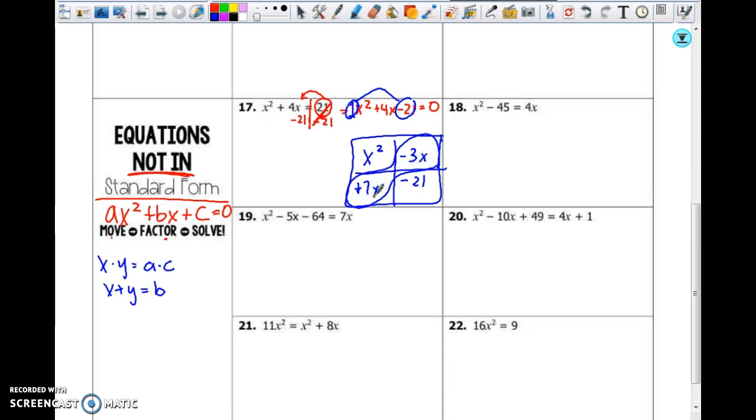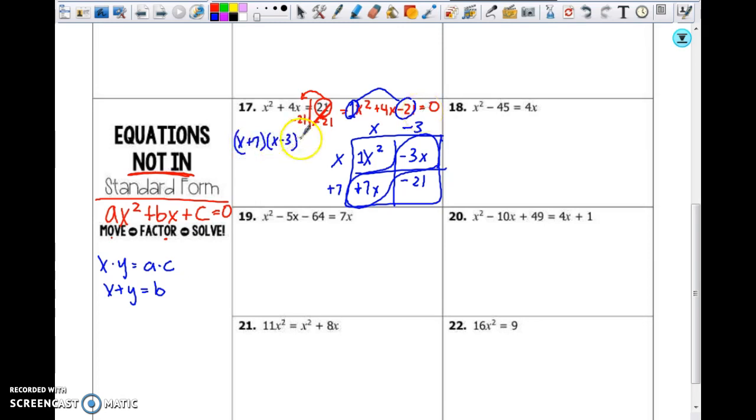All right? So now there's no number right here. It's just a 1. So this is easy. I can break up an x and an x. x times what will give me the negative 3 over here? And x times what will give me the positive 7x over here? There you go. So now you have your factors of x plus 7 and x minus 3.